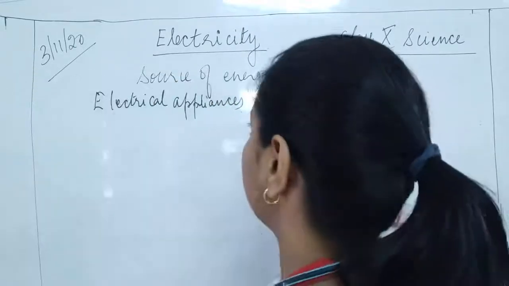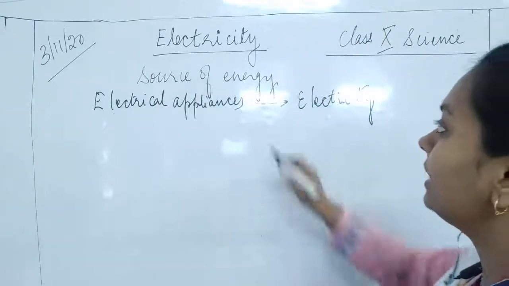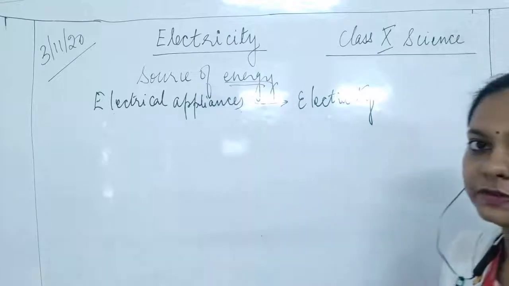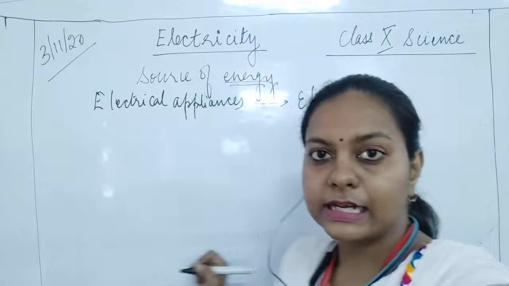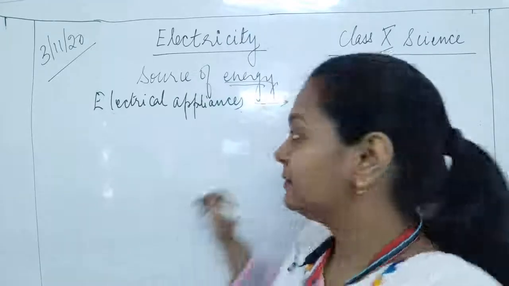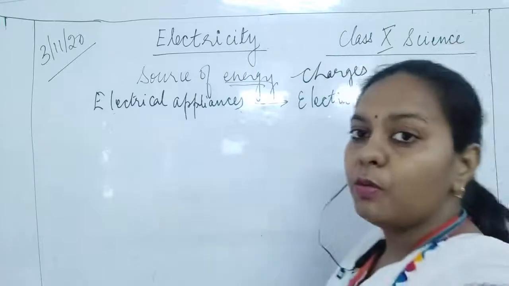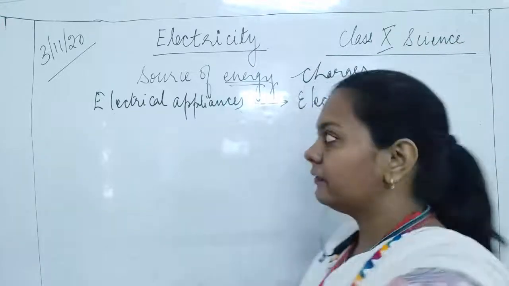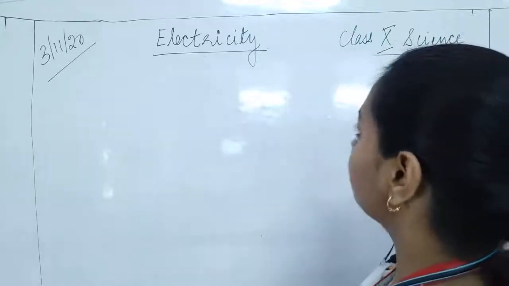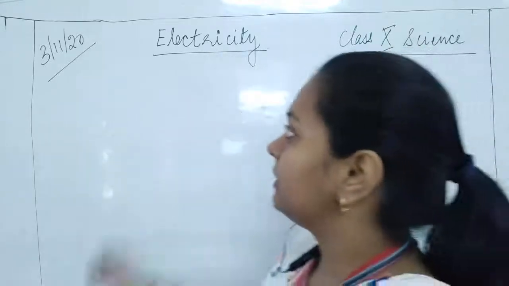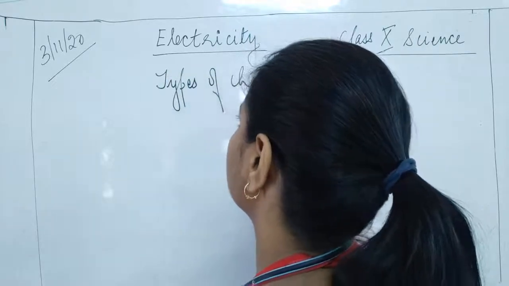Now with this introduction I'll be telling you about the types of electricity. What is present in this electricity which is giving us energy? What is the actual source of energy inside this electricity? The actual source of energy inside this electricity is the charges which are present. What kind of charges we are talking about, we'll be discussing as a second topic. So we will study about the types of charges.